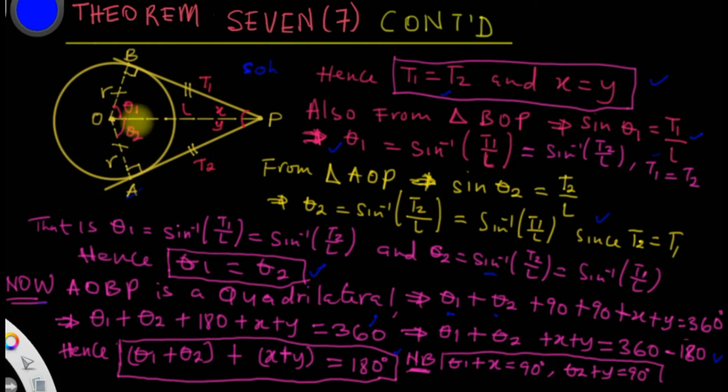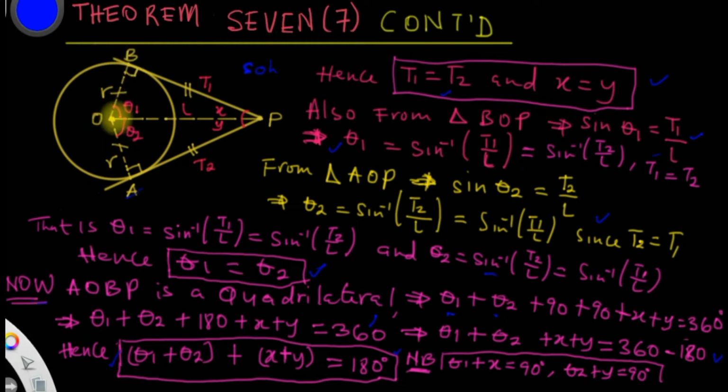Therefore, if you add this whole angle, which is theta 1 plus theta 2, to this whole angle, which is x plus y, we have to get 180 degrees. So that's what we are saying here: theta 1 plus theta 2, this whole angle, plus x plus y, this whole angle, is equal to 180 degrees. This is very powerful. So this is the proof. We have proved that the sum of this angle and this angle is equal to 180 degrees.